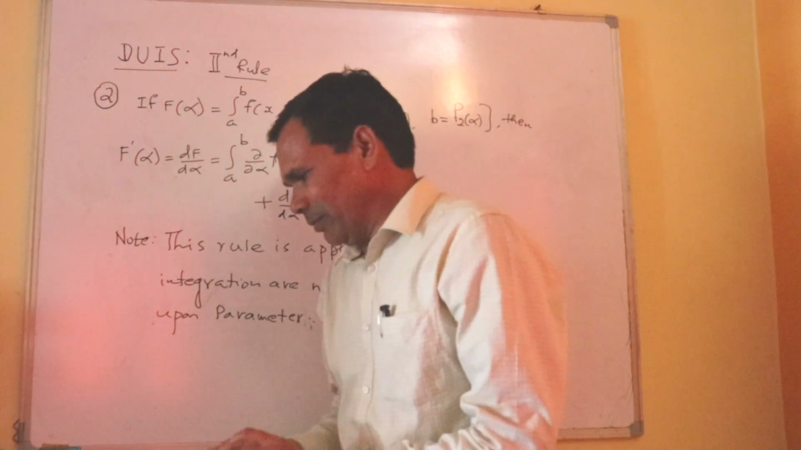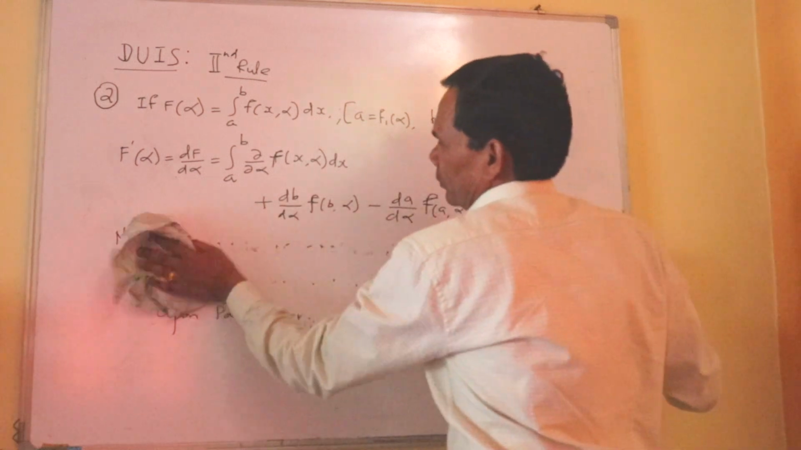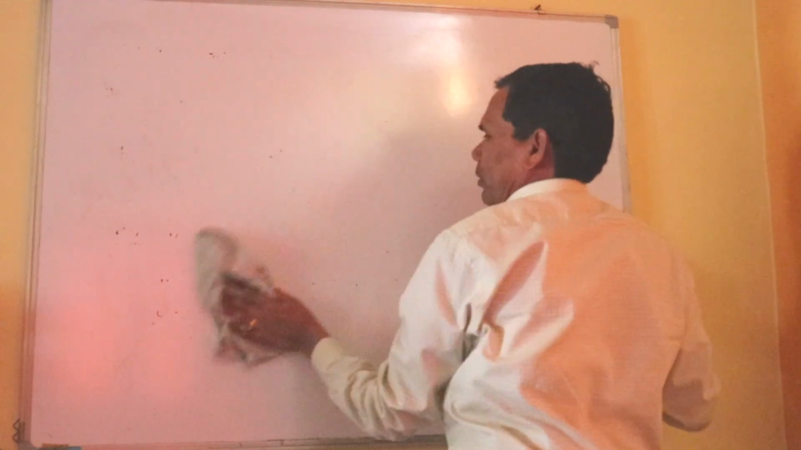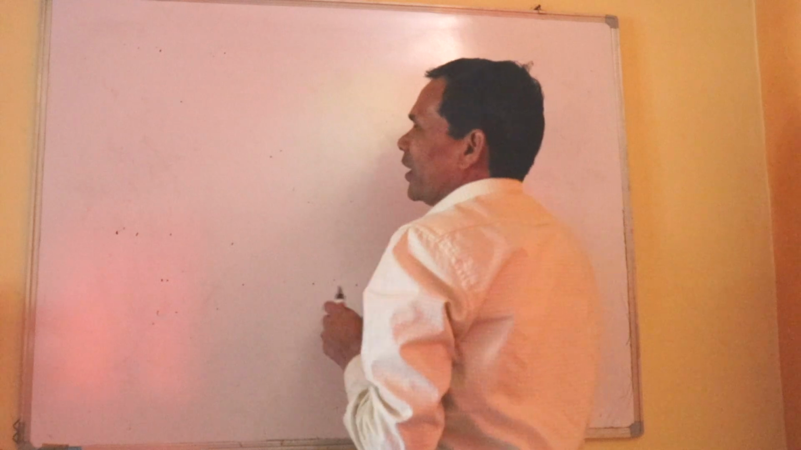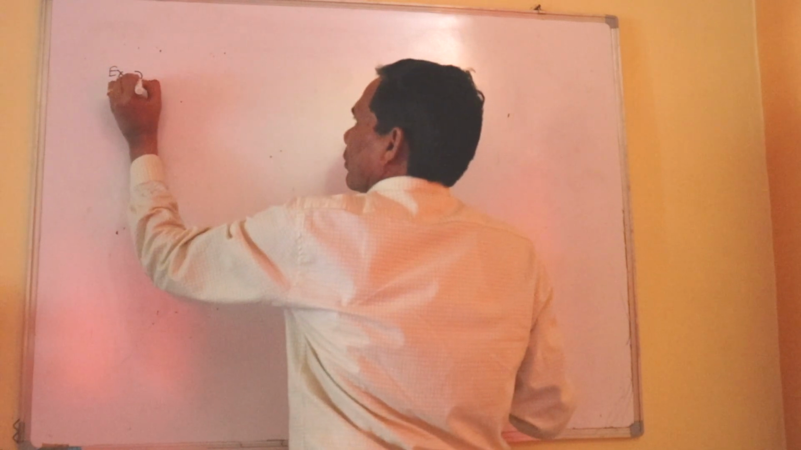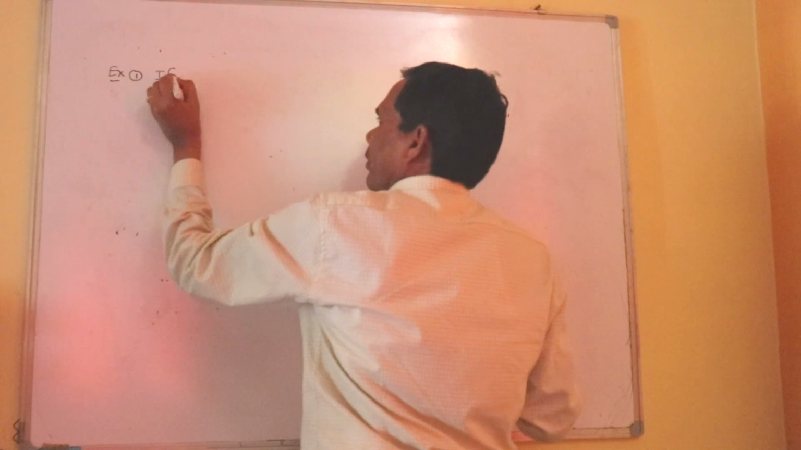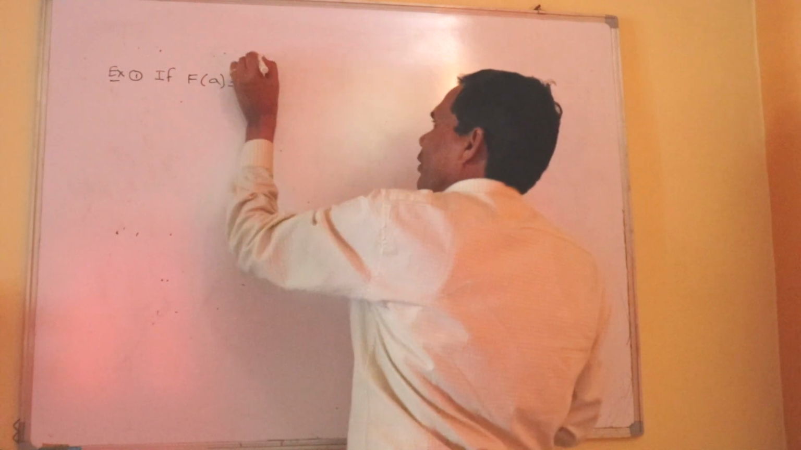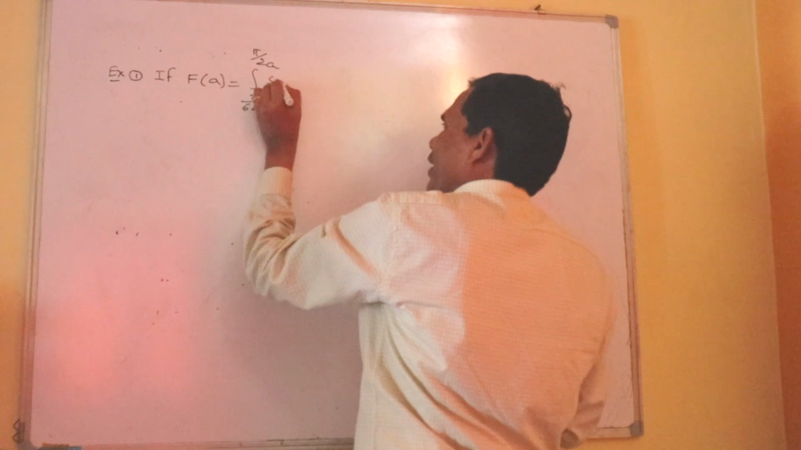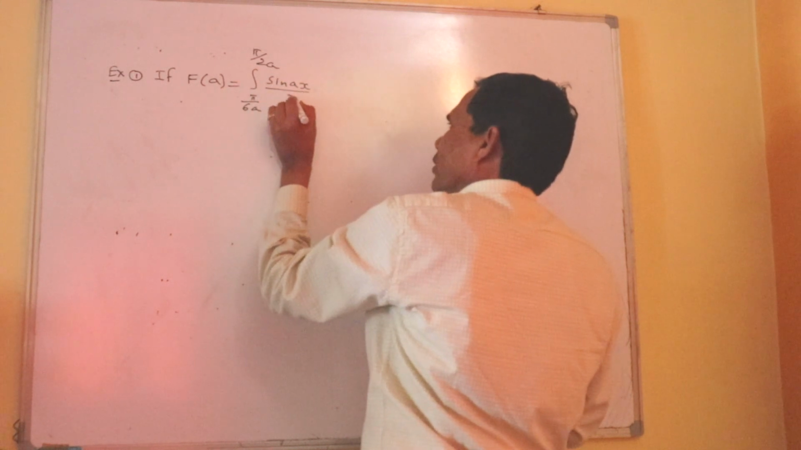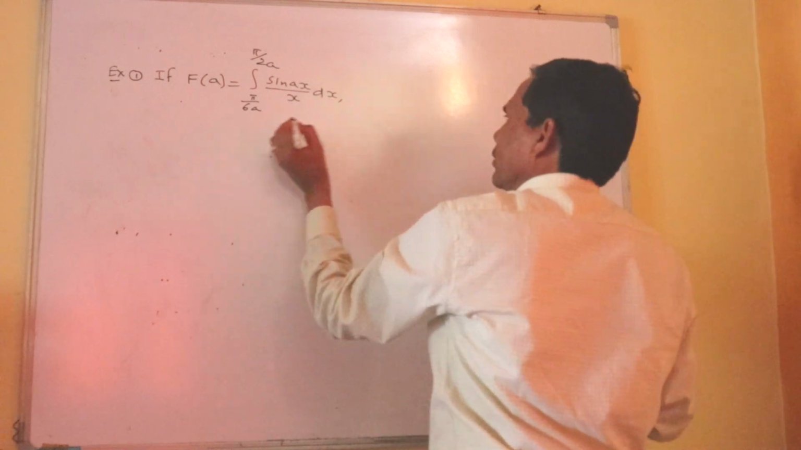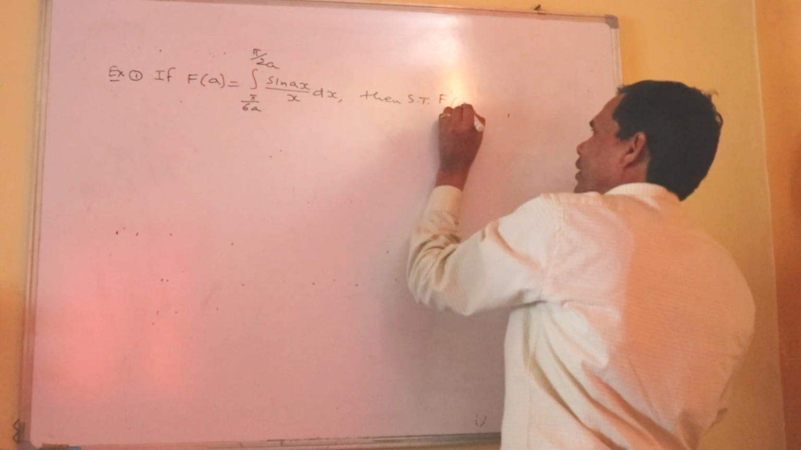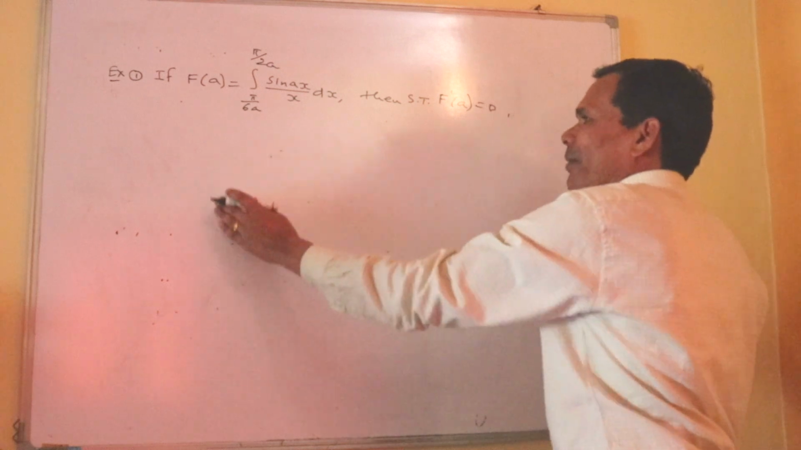So let us see some illustrations on this rule. The first example: if f of a is equal to the integral from pi by 6 times a to pi by 2 times a of sin ax upon x dx, then show that f dash a is equal to 0, where a is the parameter.